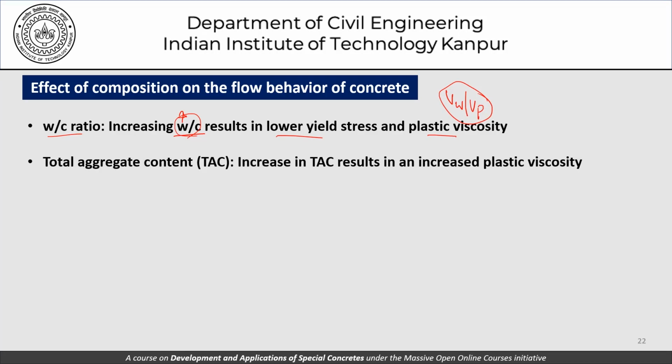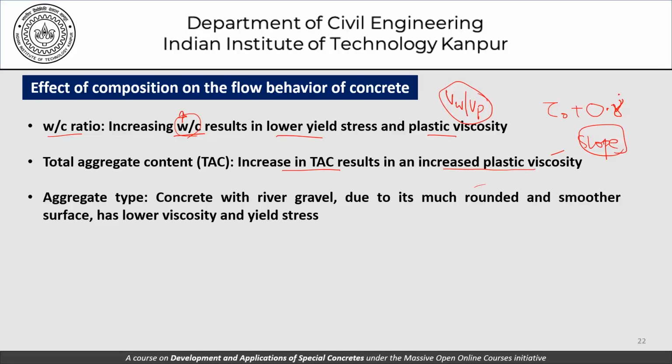If we increase the total aggregate content, we increase the plastic viscosity. The plastic viscosity term here, remember, is the slope of the straight line that we talked about when we said that it is tau naught plus the slope times the shear strain rate. So this plastic viscosity is the slope of this line. Aggregate type, of course, also becomes important. Concrete with river gravel, which is much more rounded and smoother, has lower viscosity and yield stress values compared to concrete which has crushed stone.